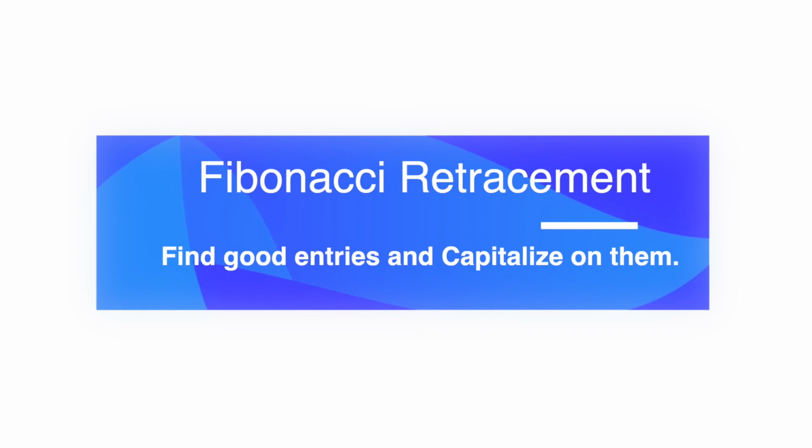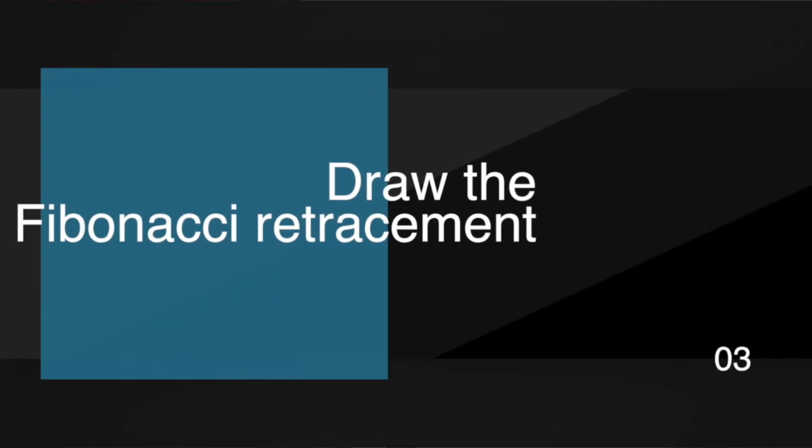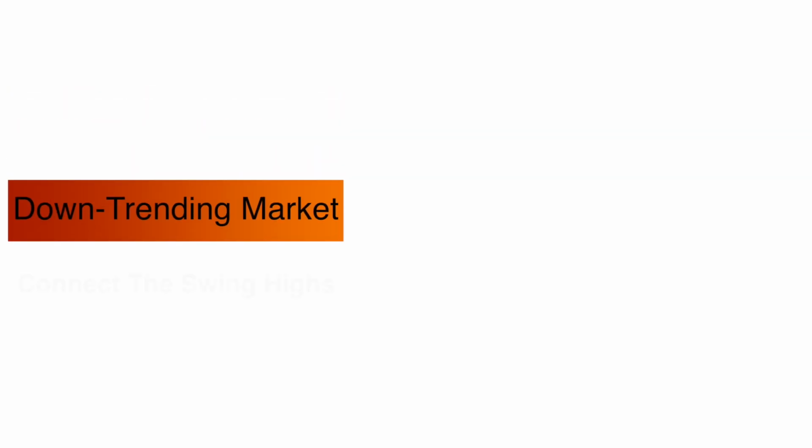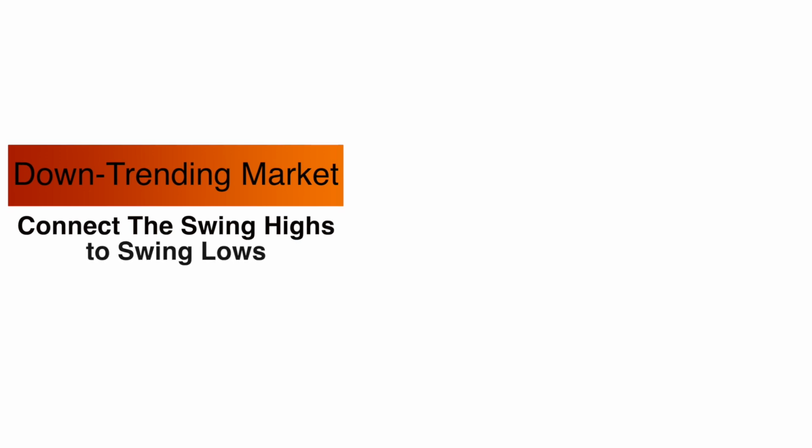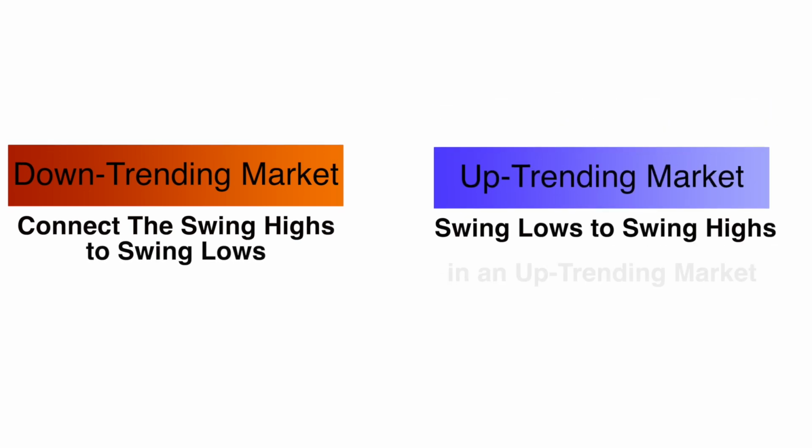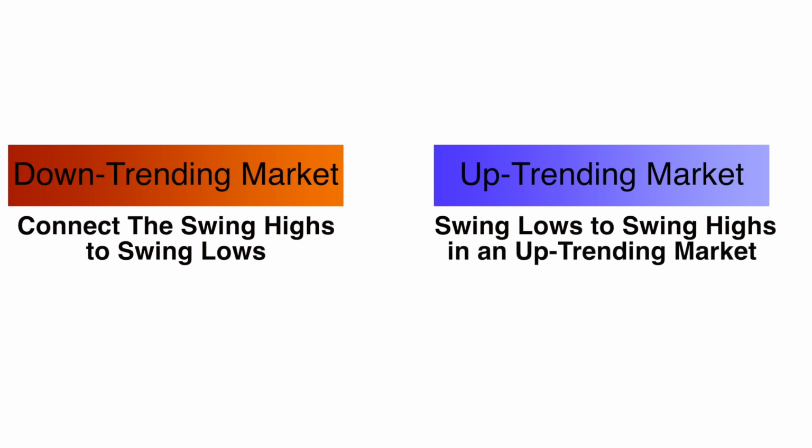And this can be done by using Fibonacci retracement. A Fibonacci retracement is an amazing tool that is very useful while finding the end of a retracement or the end of a correction. So the third step is using Fibonacci to find the end of correction. After you have found an impulse and the price is then correcting, all you have to do is draw a Fibonacci retracement. For that, just connect the swing highs to swing lows in a downtrending market and swing lows to swing highs in an uptrending market.